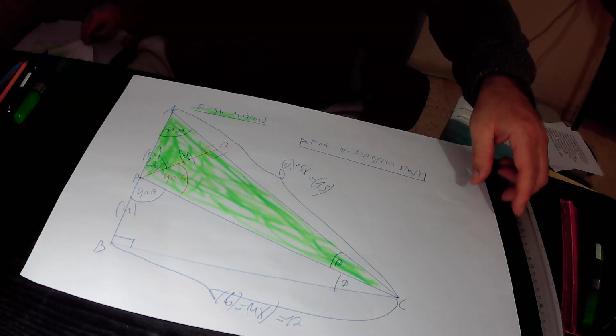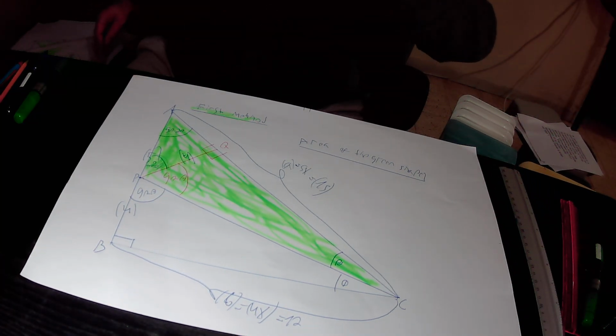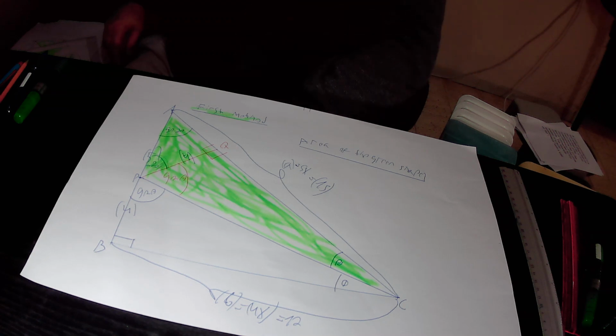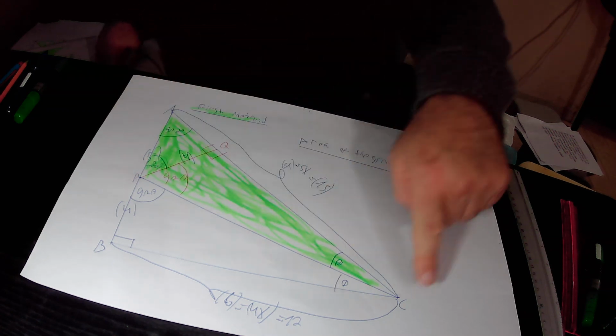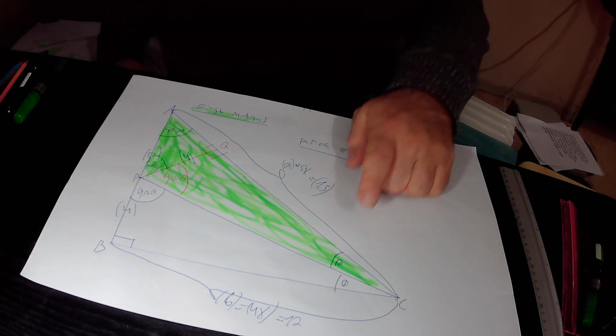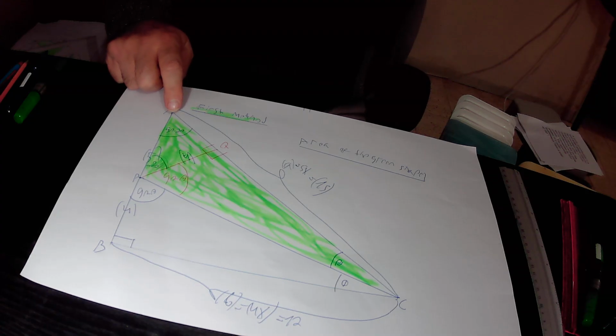First of all, we found the missing angles in our drawing, according to the rule that the sum of the angles in any triangle is equal to 180 degrees. If we focus on the big right triangle ABC, this angle equals 90 degrees, this angle equals 2 theta, therefore this first angle must be equal to 90 degrees minus 2 theta.